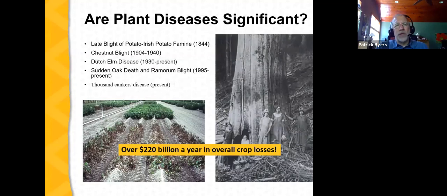Late blight of potato. In the early years of the 19th century, the food industry in Ireland was based upon a single crop, and that was the potato. The Irish potato was well suited for growing in the Irish environment, and people began to depend upon potatoes as a staple in their diet. And this is particularly the case with the poorer groups of people in Ireland.